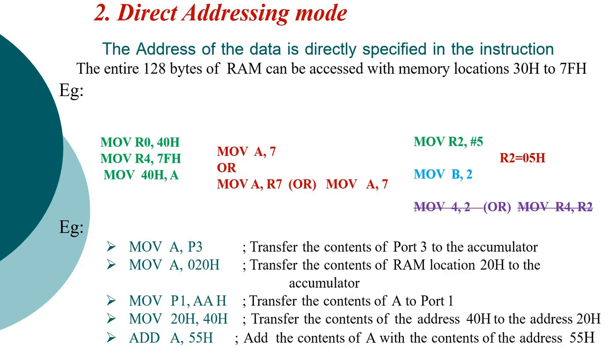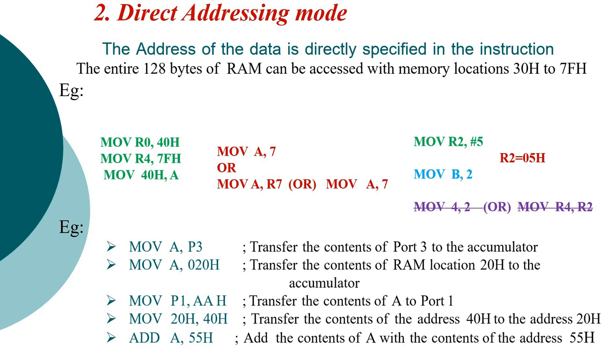When I say direct addressing mode, the address will be directly specified in the instruction. An 8-bit address will be directly specified. So the pointer will go to the corresponding address specified in the instruction, take the data and load it in the destination. So in this example, MOV R0, 40H. What does it mean? It goes to the 40H memory location. For example, it takes the data 05 and puts it into the register R0. So now the value of the R0 register will be equal to 05 after executing this instruction.